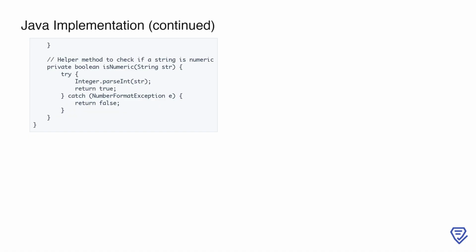This approach ensures that we can reliably differentiate between numeric words and non-numeric words in the input sentence without causing runtime errors. By combining this helper method with the main logic, we create a robust solution to verify whether the numbers in the sentence are in ascending order.